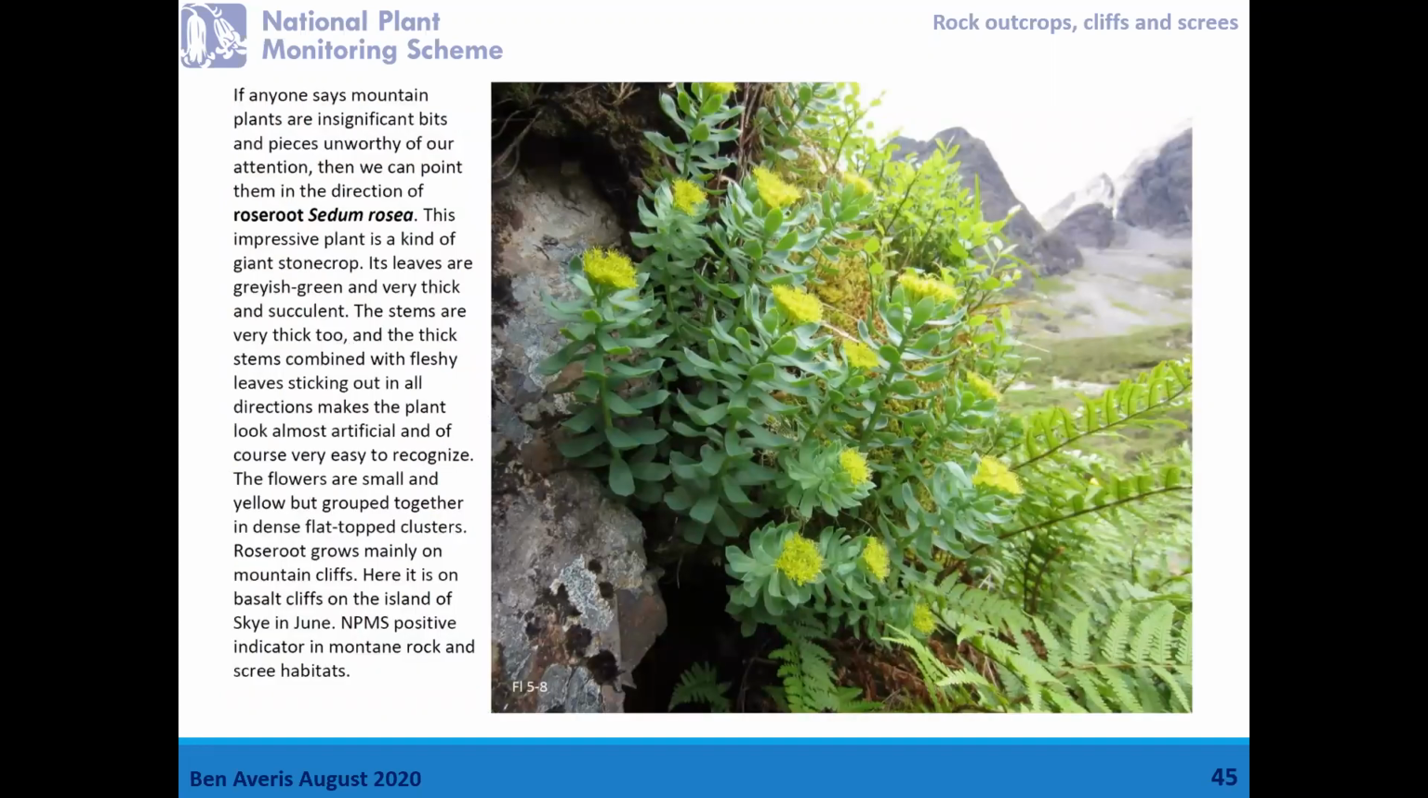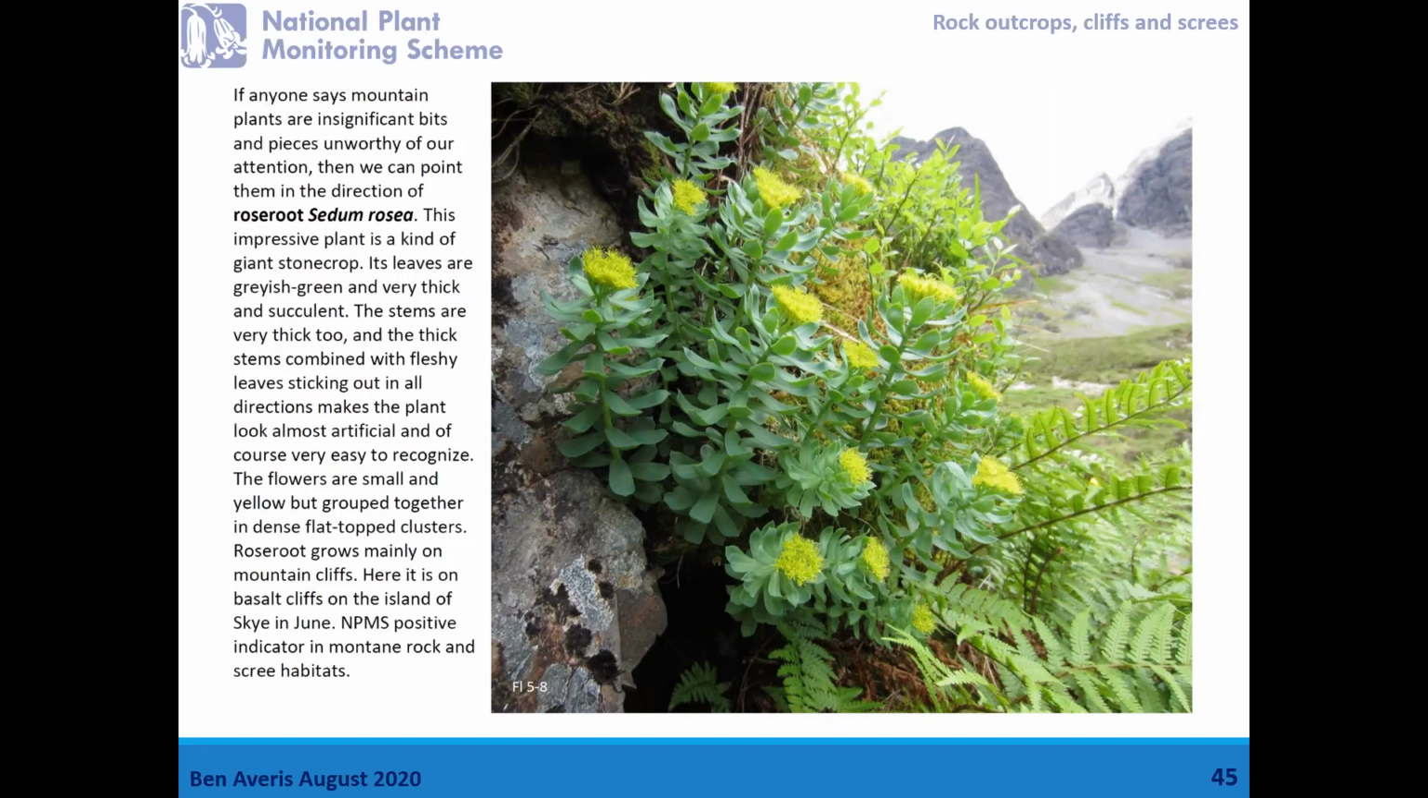Roseroot, great big thing, very conspicuous, one of the more conspicuous herbs of upland rocky places, especially on rock ledges and in crevices where the soil's fairly basic. It's got a very thick, fleshy texture, grayish green color, absolutely unmistakable, and those heads of yellow flowers that can get a bit reddish as well. And it forms big clumps.